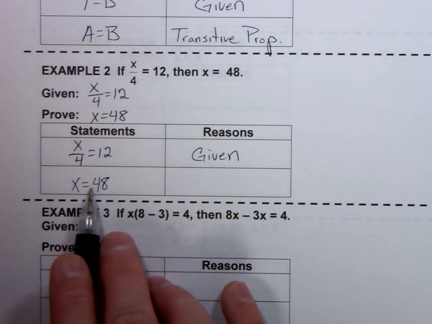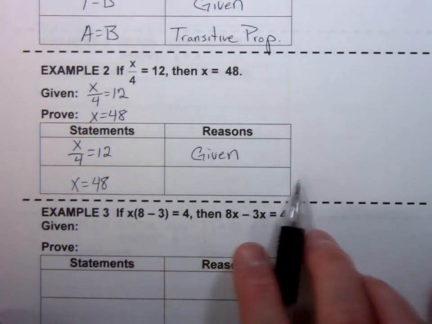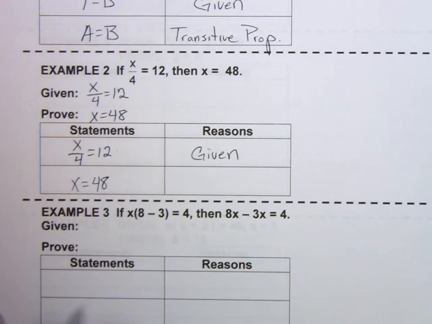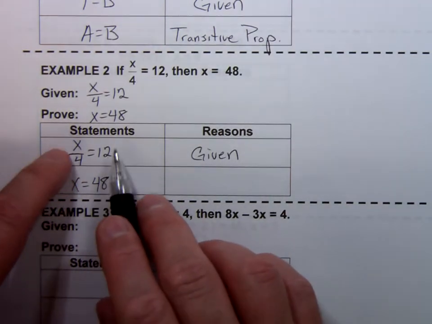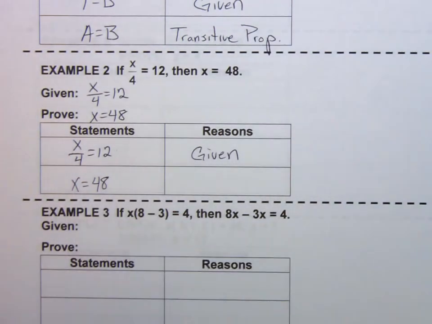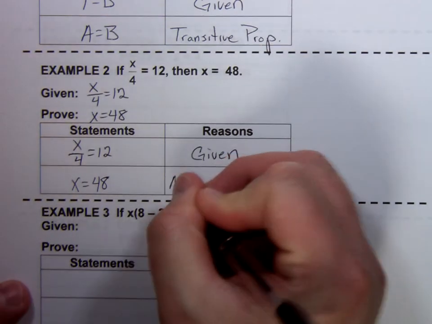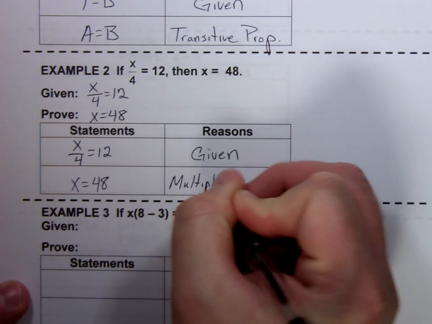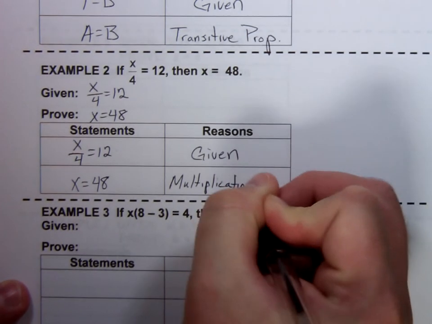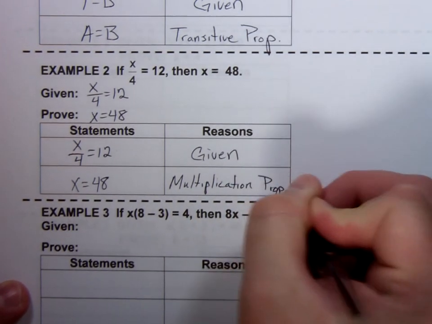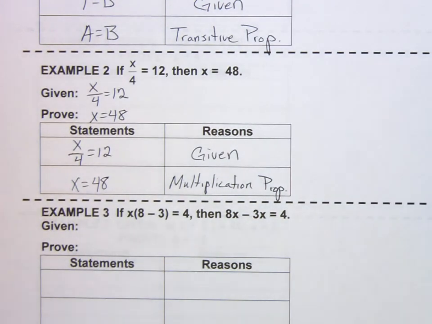We have proved that x is equal to 48 as soon as I can give a good reason for what I just did. Well, what I did was I multiplied both sides of the equation by 4. Anytime you multiply both sides of an equation by the same number, you're using the multiplication property. Multiplication property.